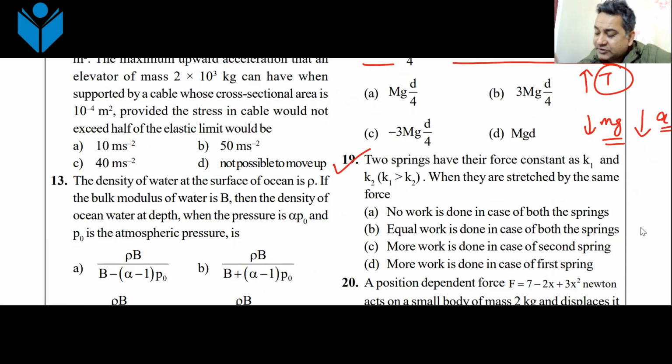Question number 19 is a straightforward question. Two springs have their force constants K1 and K2. When they are stretched by the same force, remember they are stretched by the same force, what happens? No work is done, equal work is done, more work is done in case of the second spring, or more work is done in case of the first spring?